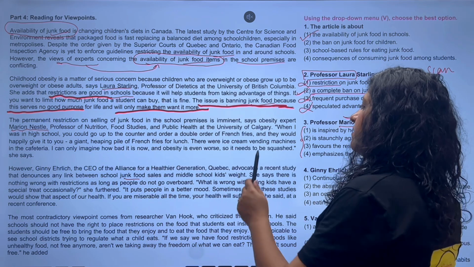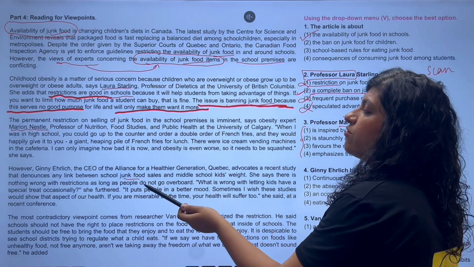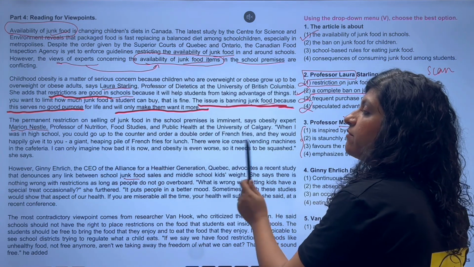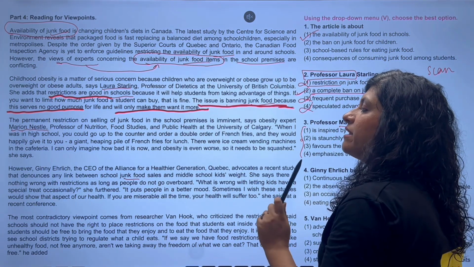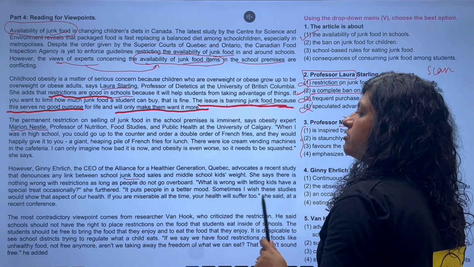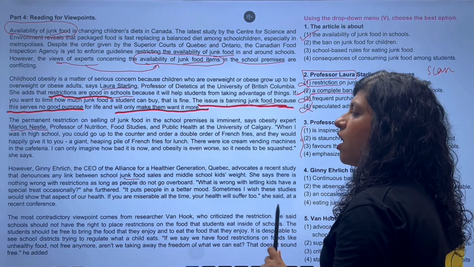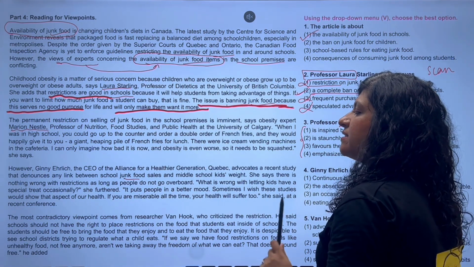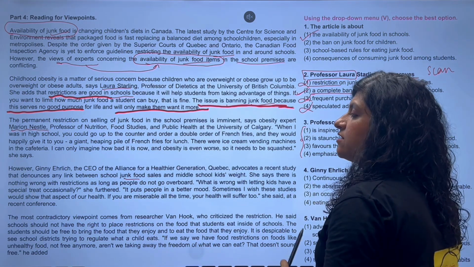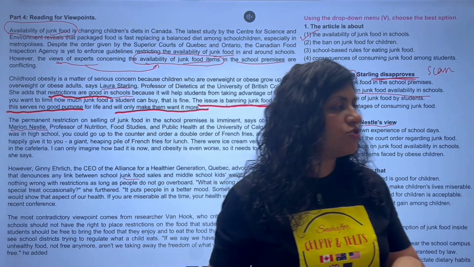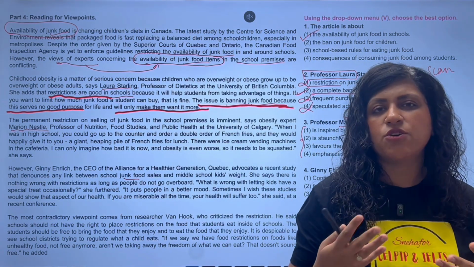And then she says, when I was in high school, you could go up to the counter and order a double order of French fries and they would happily give it to you, a giant heaping pile of French fries for lunch. There were ice cream vending machines in the cafeteria. I can only imagine how bad it is now. And obesity is even worse. So it needs to be squashed, she says. Now, what she's talking about is her own experience of high school.